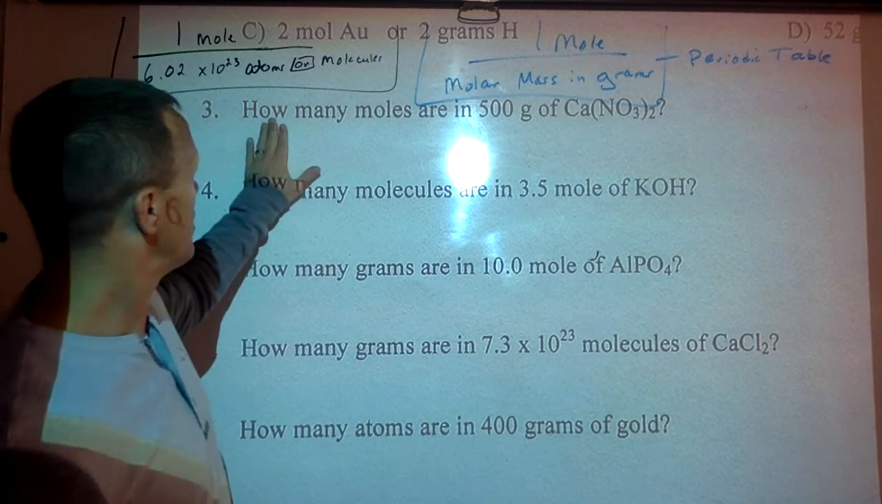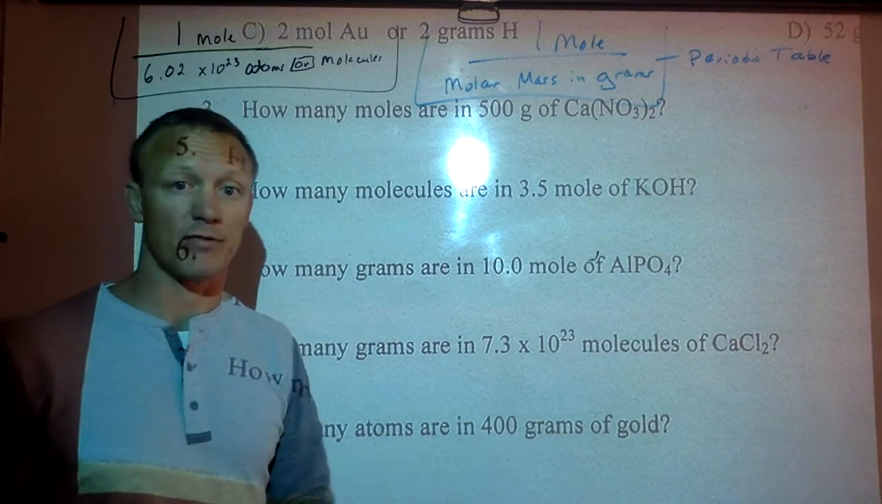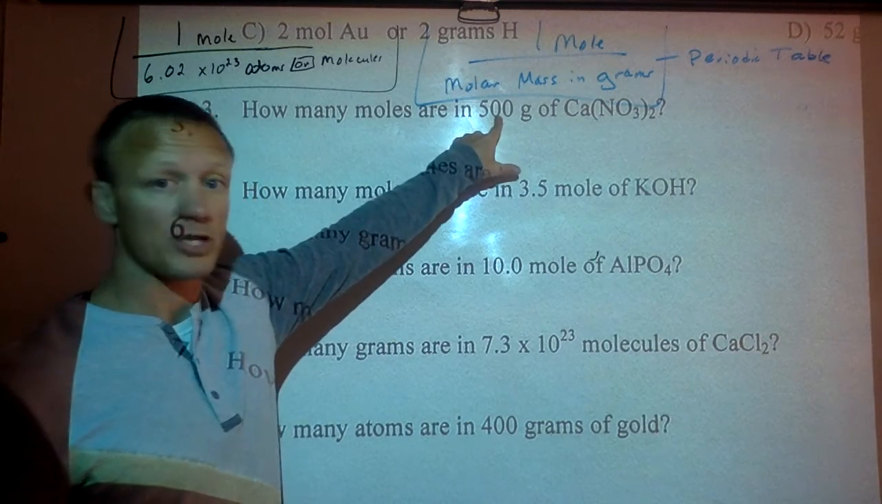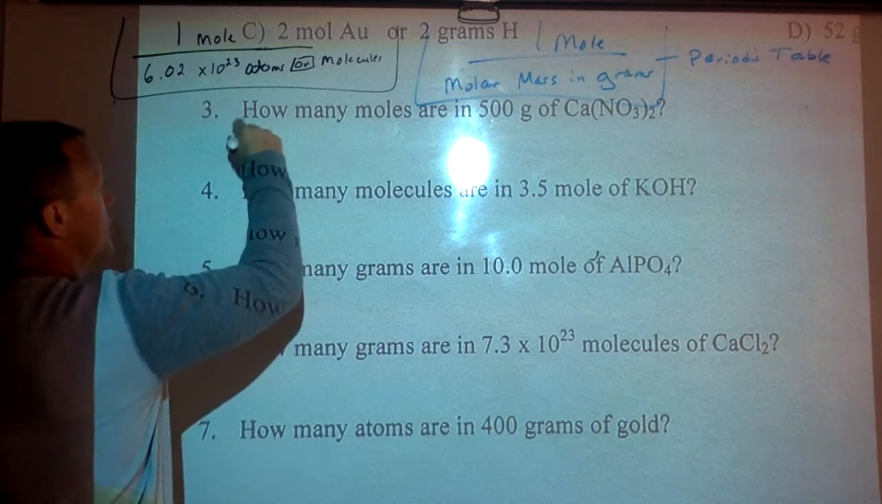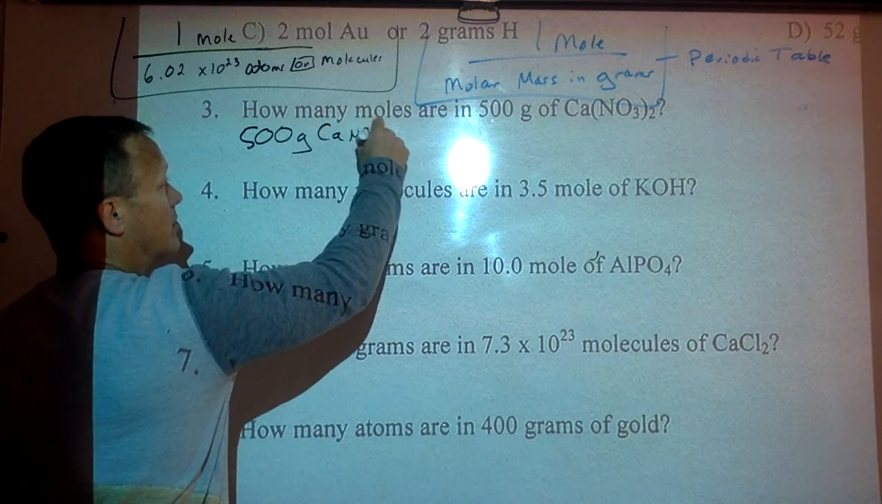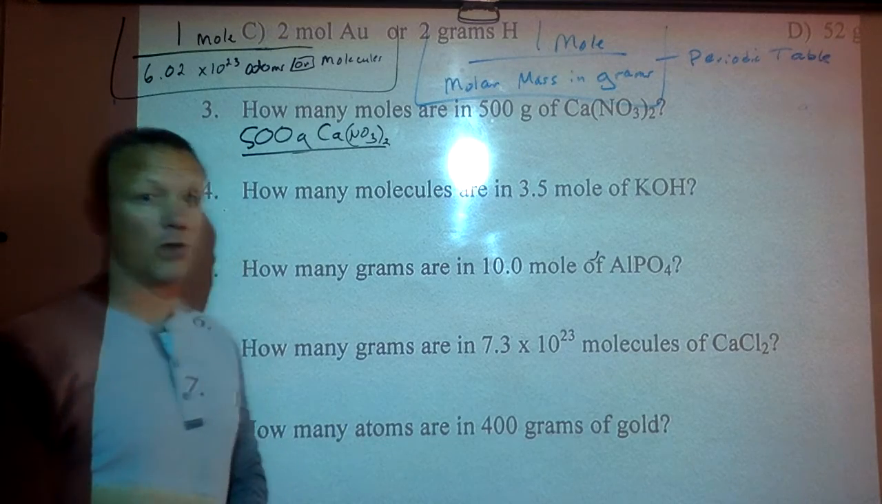So number 3 here, as soon as it says how many moles, I know it's going to be a one-step conversion. Are in 500 grams of this. So always start with the number they give you. So this problem, I'll start with 500 grams. This one, you start with 3.5 moles. So we go 500 grams of calcium nitrate. So we're talking about formula units here, or molecules.